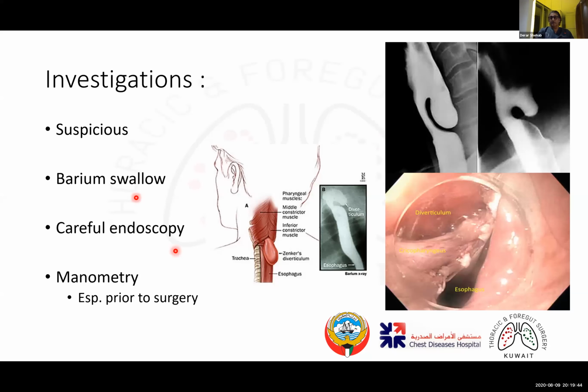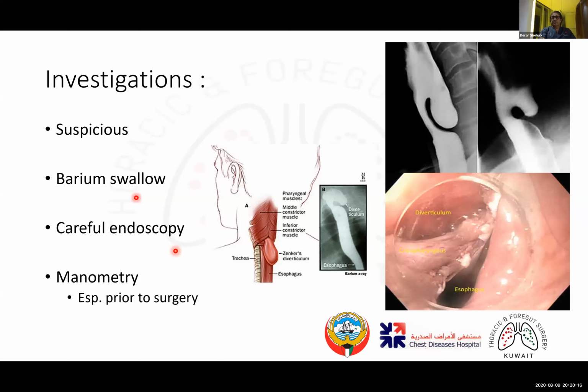But whenever you want to investigate the Zenker's diverticulum, you have to do an upper GI endoscopy. Either you do it yourself, or at least establish some sort of communication between you and the gastroenterologist. The reason is you want them to do a careful and slow endoscopy with probably a small scope, so that you avoid a perforation of the Zenker's by mistake.